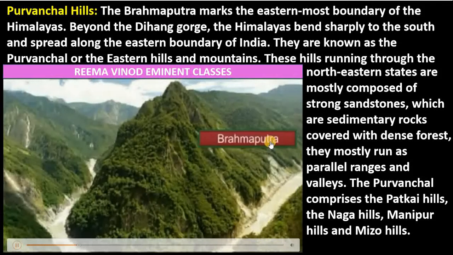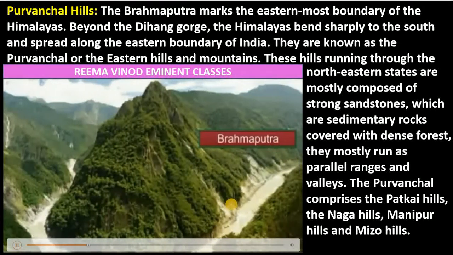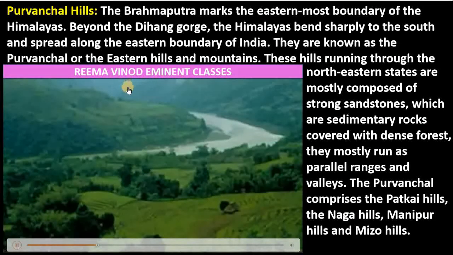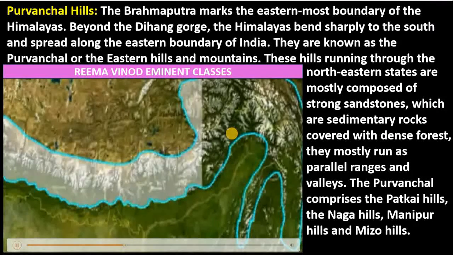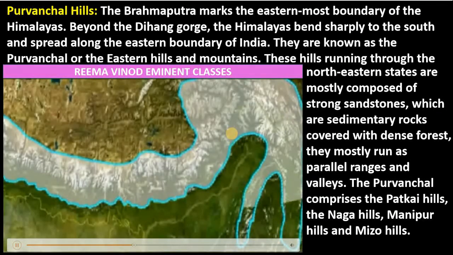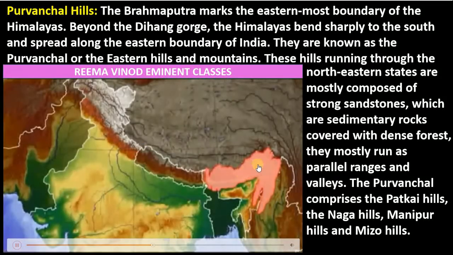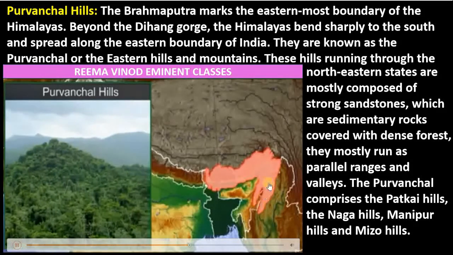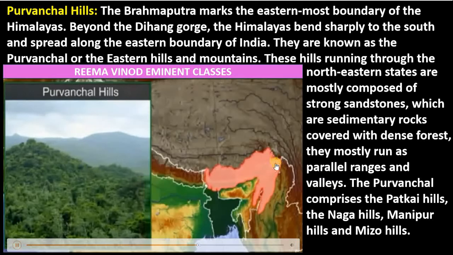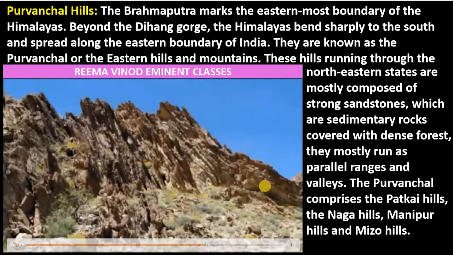You can see here it is the Brahmaputra river, and this river makes a gorge. A gorge is a feature between the mountains. There is a gap with very steep slopes, and that is called a gorge. Here you can see the mountain range bending sharply to the south and making the boundary with other countries like Myanmar. This southward extension of the Himalayas is called Purvanchal Hills.